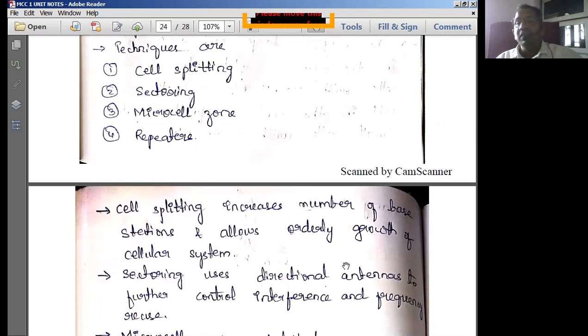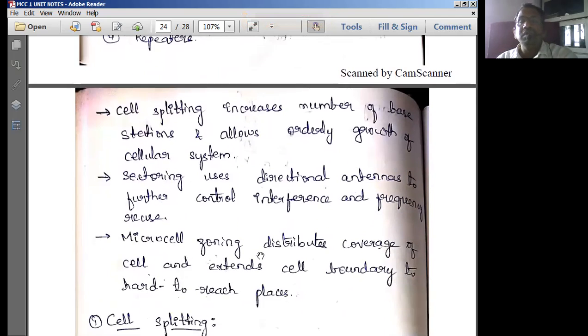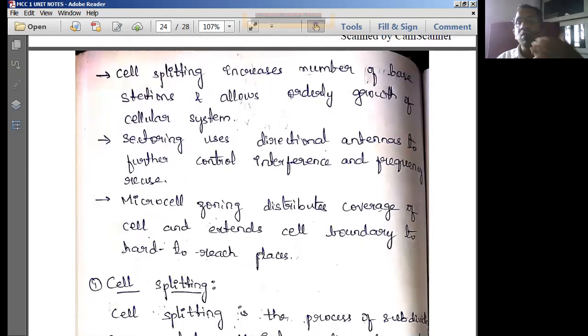Under the umbrella cell, you have many other subcells. So cell splitting is a process which you incorporate to increase the services to the users. So cell splitting increases the number of base stations, obviously, and allows orderly growth of the cellular system. So growth of the cellular system is what? Providing more services to more users, mobile users.